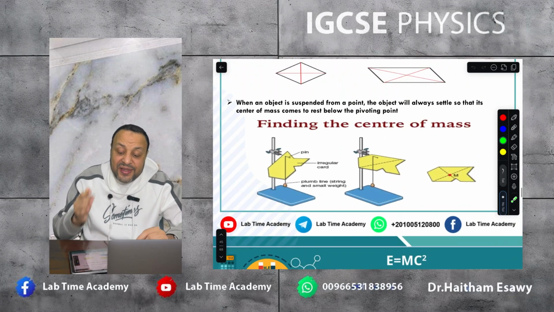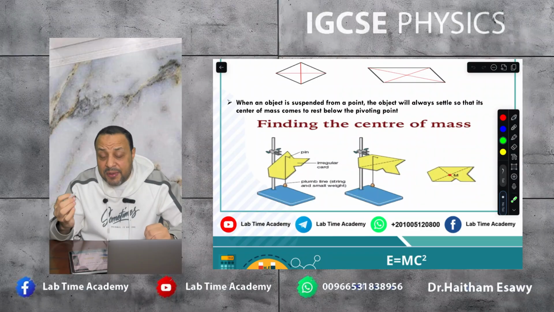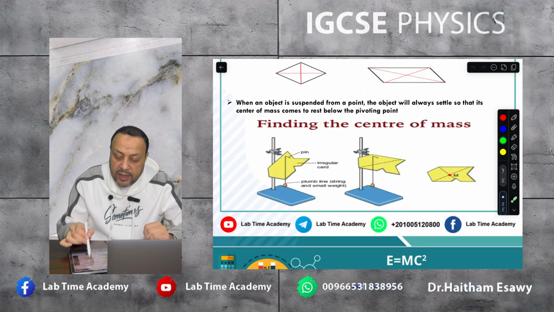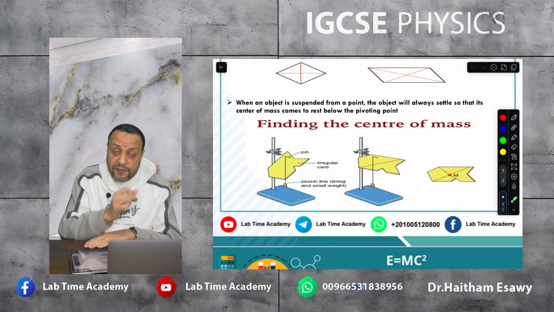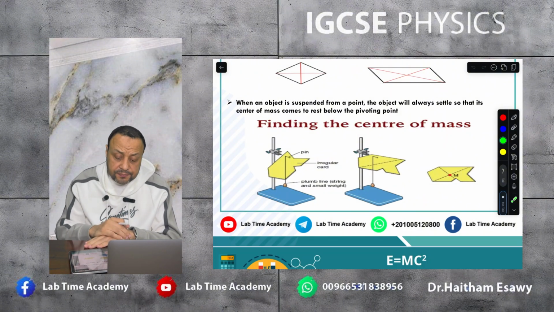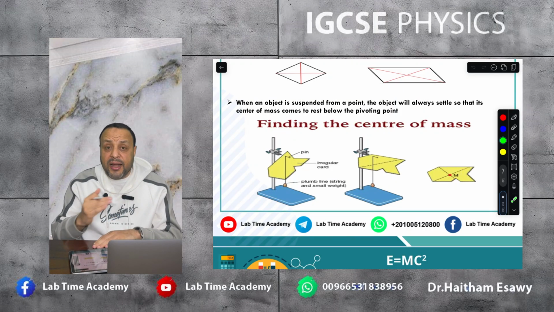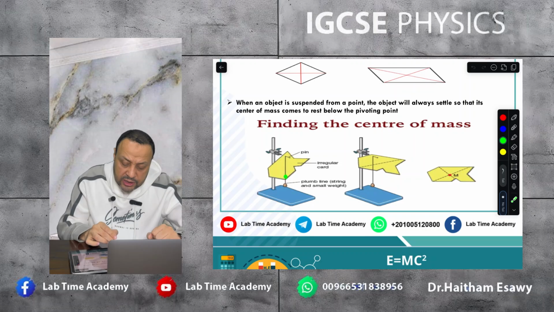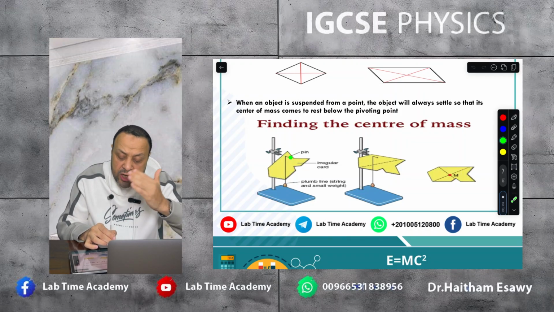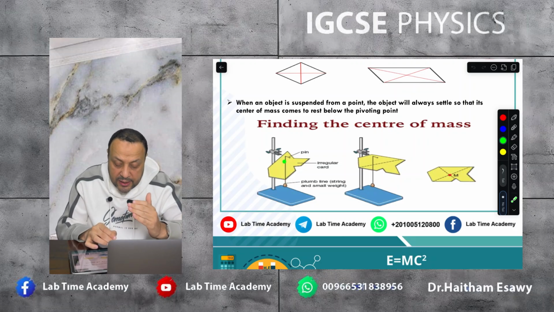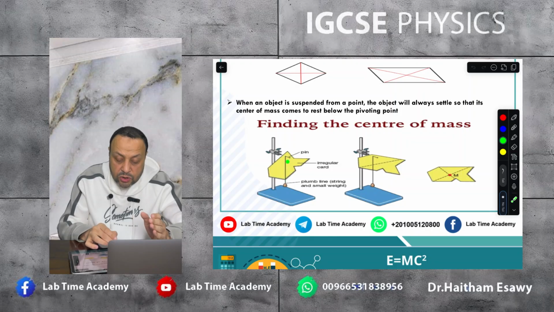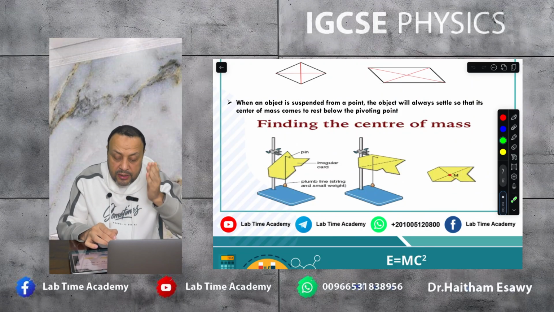What about if we have an irregular object like a plane lamina, as you see, this yellow object? I want to find the position of the center of gravity. Actually, I use the plumb line, which is just string and a small weight. First, I start by suspending this lamina at any point. After that, I use the plumb line. After I leave the plumb line to settle, I draw a vertical line using a pencil.